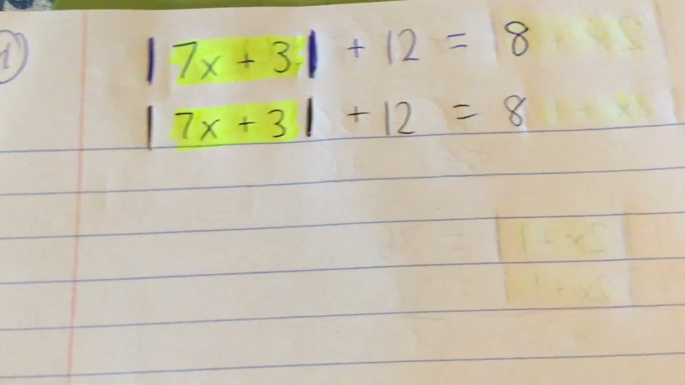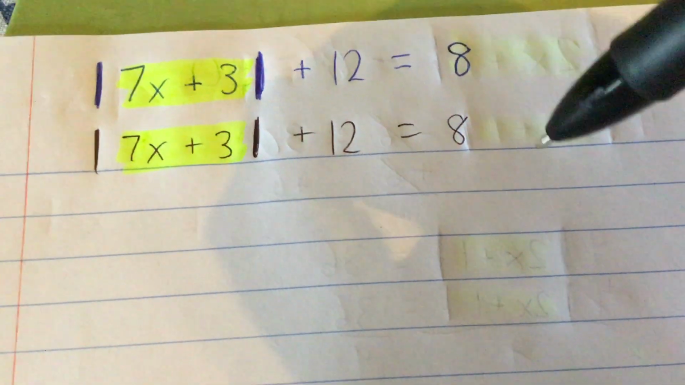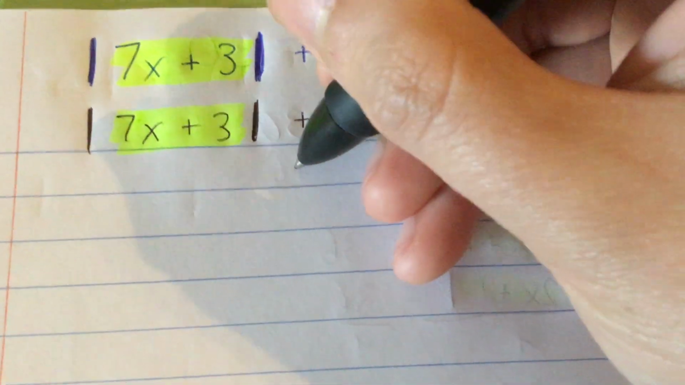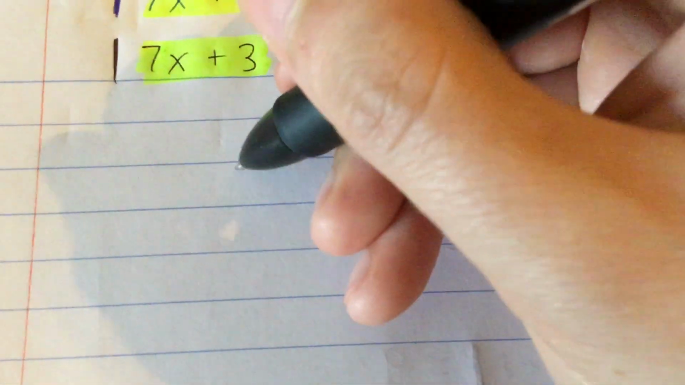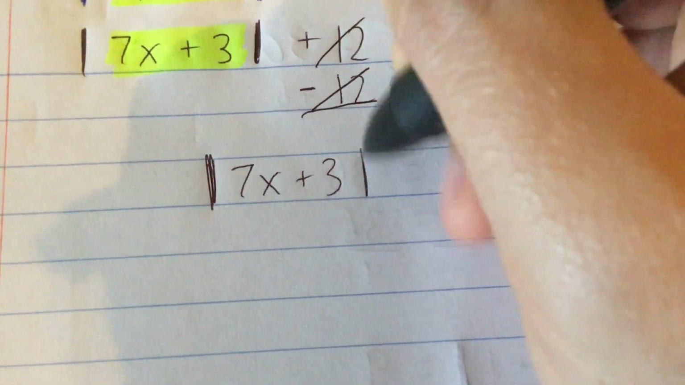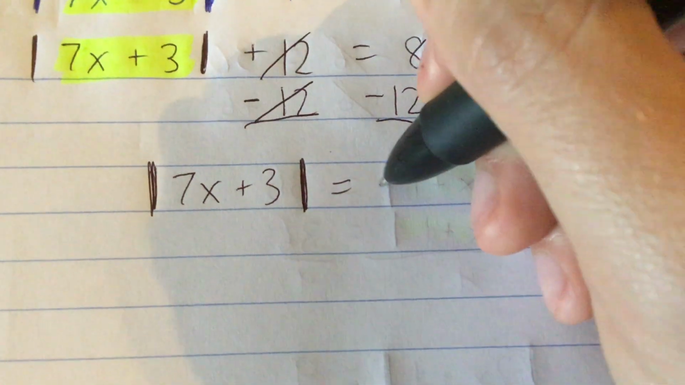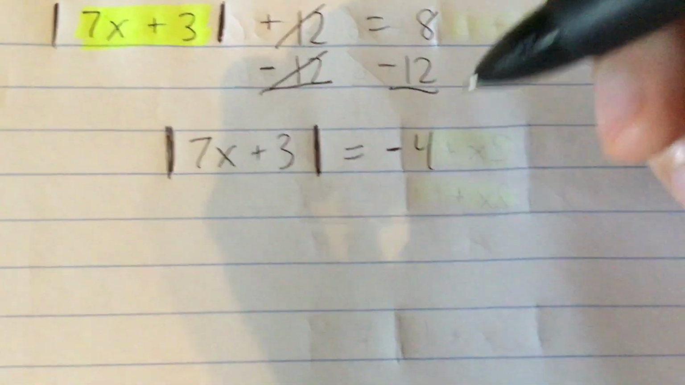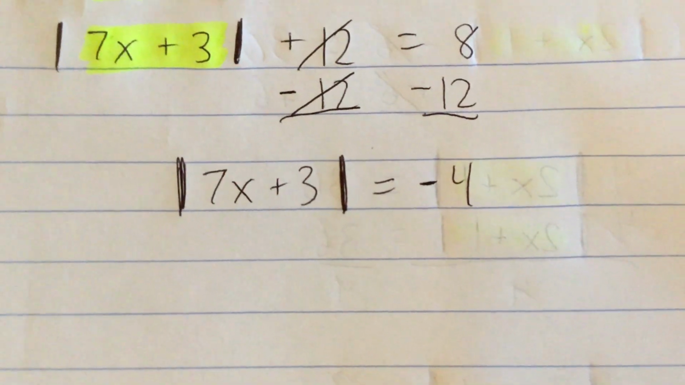So now I want to get the bars isolated. If this problem is yellow plus 12 is equal to 8, and I need to solve for yellow, I need to undo the layer by subtracting 12 from both sides. And now I do have the bars isolated. The absolute value of 7x plus 3 equals 8 minus 12, which is negative 4. Now that I've got the bars isolated, is this problem solvable?